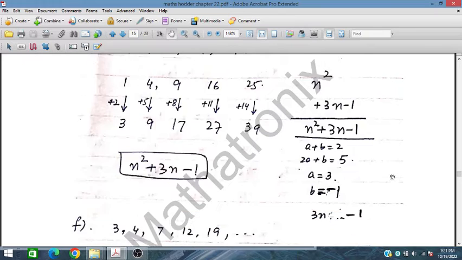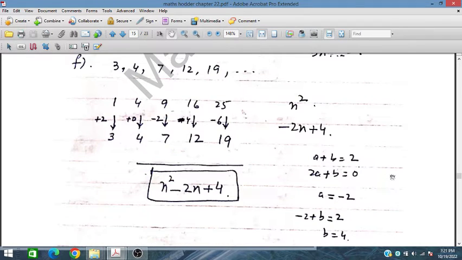Similarly, for this part, which is 3, 4, 7, 12, and 19. This is 1, 4, 9, 16, and 25. So when we add 2, we get 3. When we add 0, we get 4. When we add minus 2, we get 7. When we add minus 4, we get 12. When we add minus 6, we get 19. So this is basically n square, plus something like minus 2n plus 4. This is minus 2n.